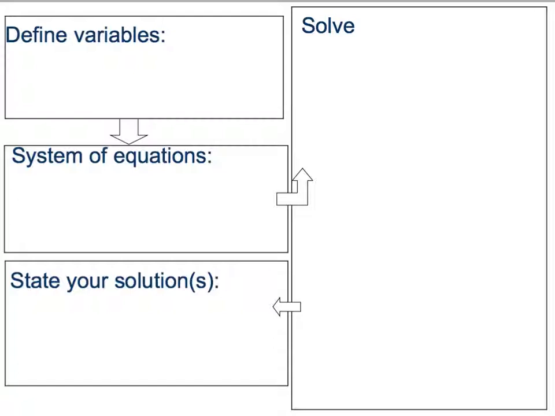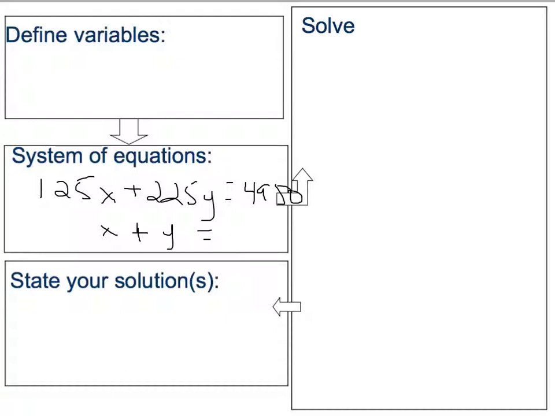Okay, so if we look here, we have $125 for the shirts, plus $225 for the pants is equal to a total of $4,950. Okay, so we also know that a certain amount of shirts plus pants, the number of each of these, is equal to 26 items. So for x, you should have had the number of shirts. And for y, it's going to be the number of pants.